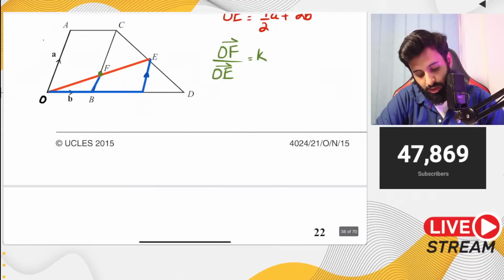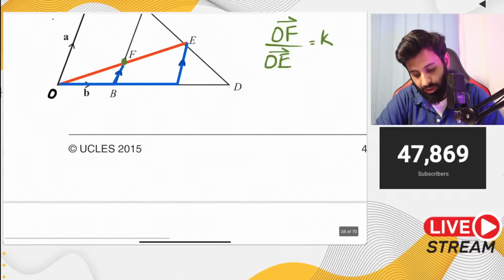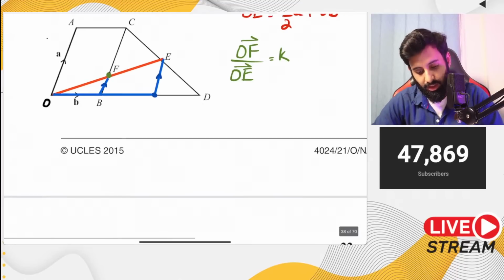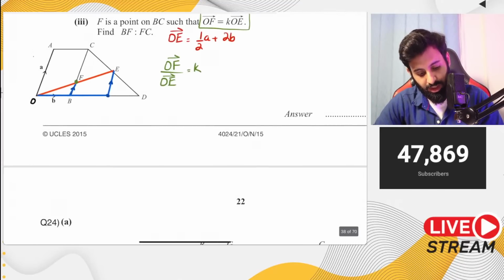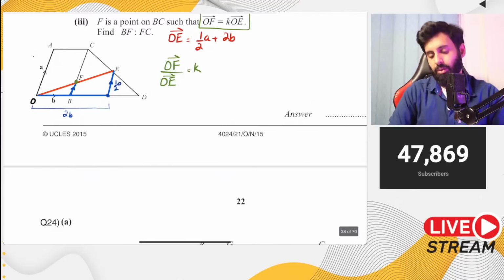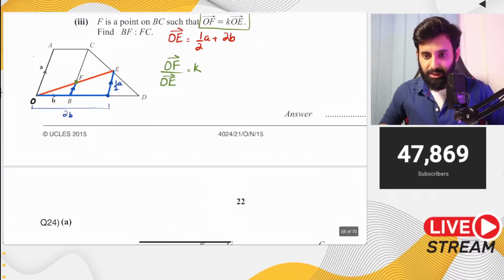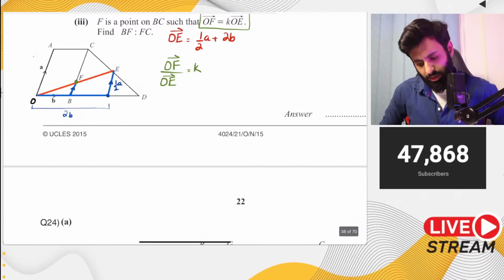Now OB is B, and OE is half A plus 2B. What does that mean? That means this is 2B, and this is half of A. Now what if I ask you guys, what is the value of K? Sir, can't we take half common? That will be K.